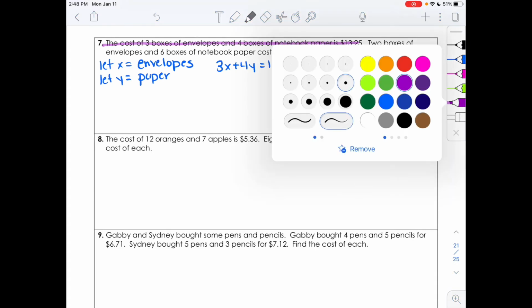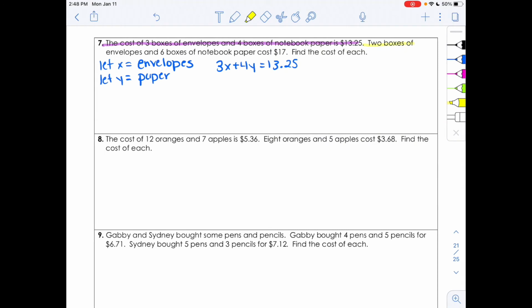I can use the second sentence, 2 boxes of envelopes and 6 boxes of notebook paper cost $17, to write my second equation. Again, using the fact that I said that x is envelopes and y is paper. I can write 2x plus 6y equals 17.